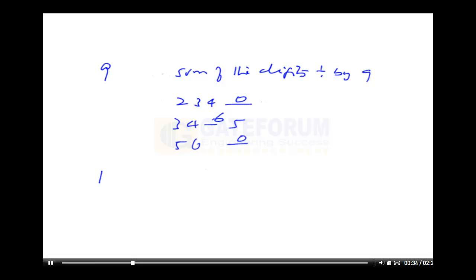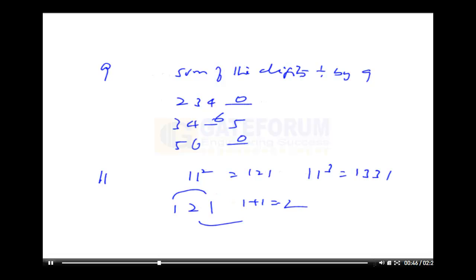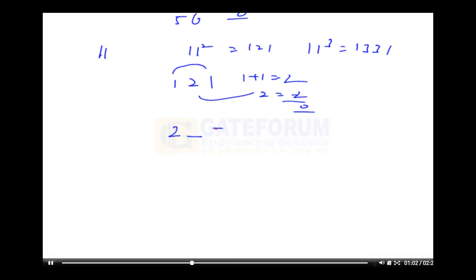10 we don't need, we'll go to 11. Look at 11 square, 121. 11 cube is 1331. If we look at 121 separately, the outer digits 1 plus 1 is 2, the middle number is also 2, the difference is 0. That means, looking at a 3-digit number, the number will divide by 11 if the outer 2 numbers equal the middle number. So 2 dash 5 if I write, what should come there? 7. Or 3 dash 9, the other number is 6.